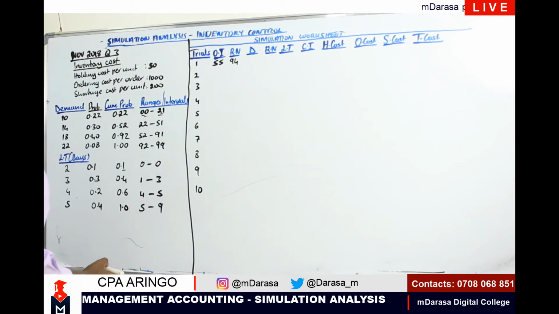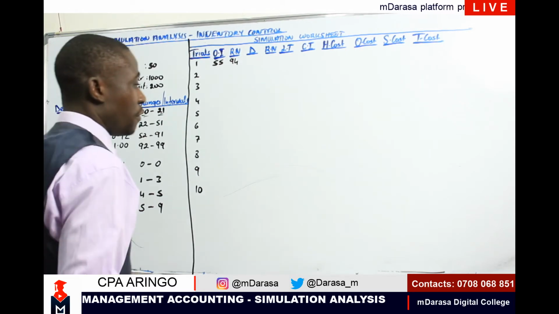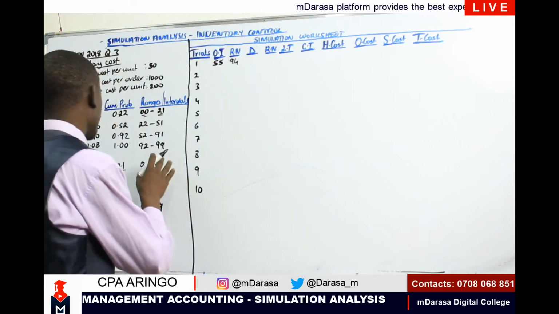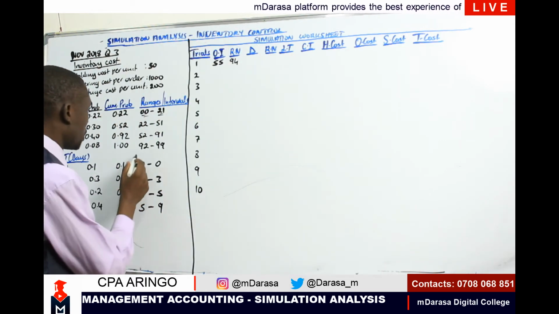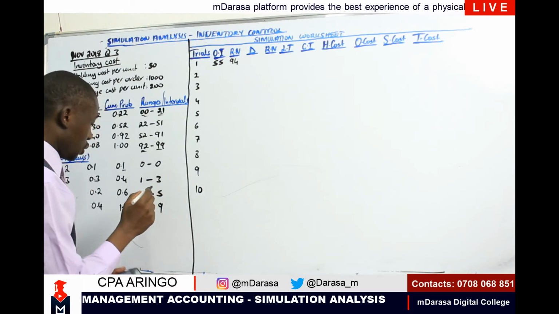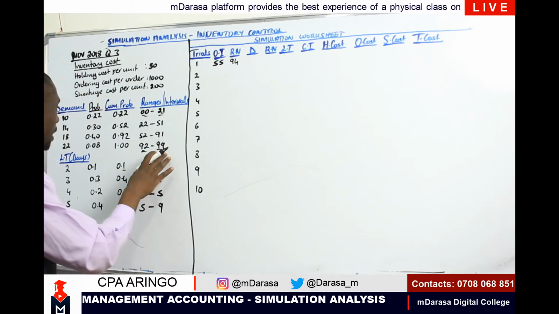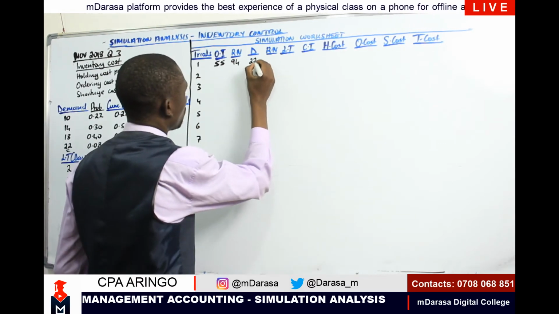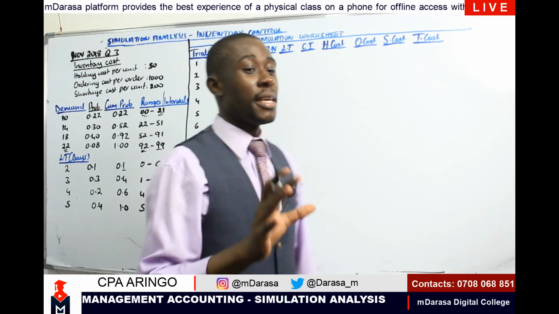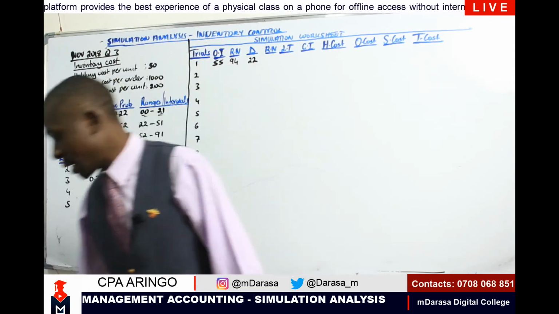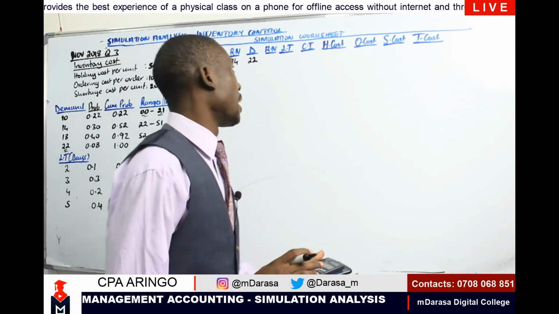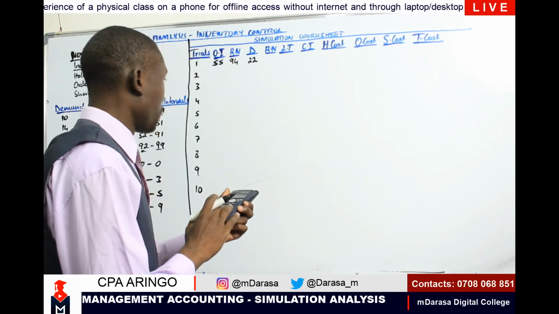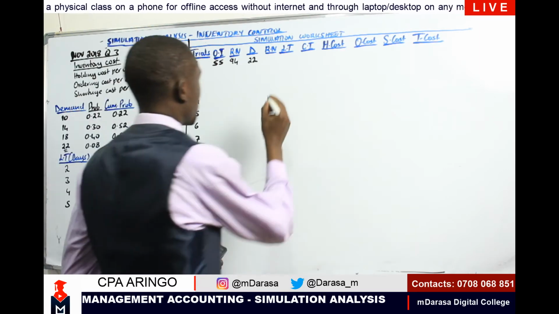Having our 94, look at this case and be very attentive. The random number is 94. Come to your demand and identify where your 94 will fall. I can clearly see my 94 falls between 92 and 99, which gives us a demand of 22 units. So therefore, my demand is 22 units. If we had 55 at the beginning, and our demand during the period was 22, then our balance will be 55 minus 22, to give us 33 units here.